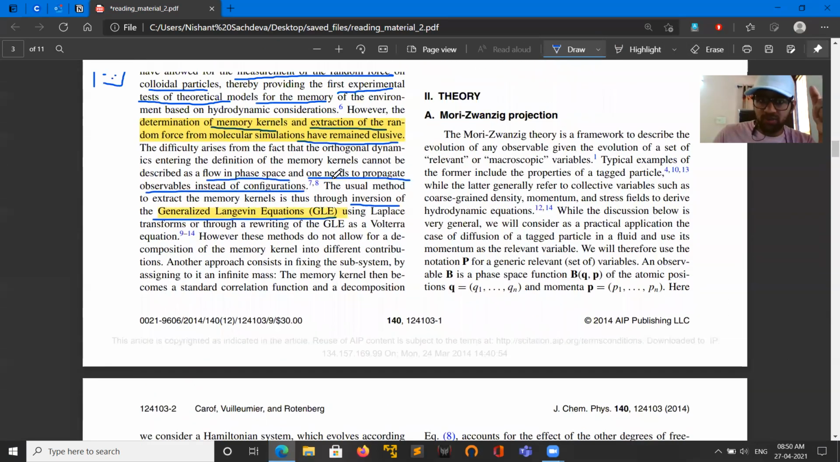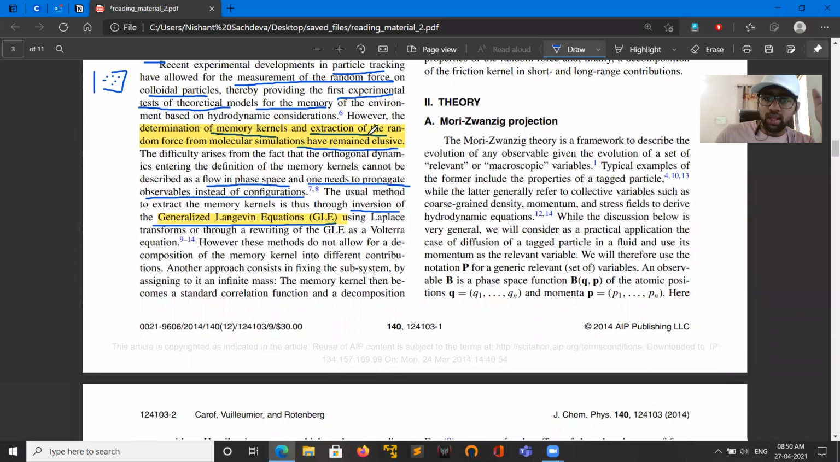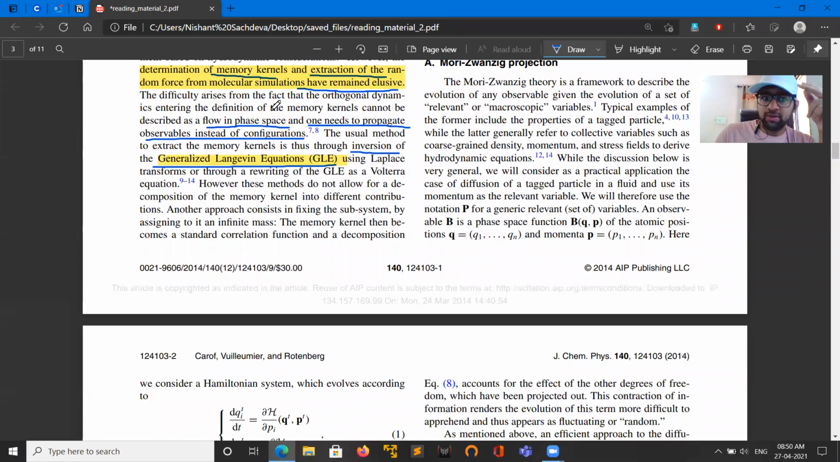So what they're saying is that we have an issue here, the extraction of the memory kernel, and that wasn't happening with normal technology. So for that we use the inversion of the generalized Langevin equations. How do we do that? We use Laplace transforms or a rewriting of the GLE as a Volterra equation. New name here, Volterra equation, keep note.